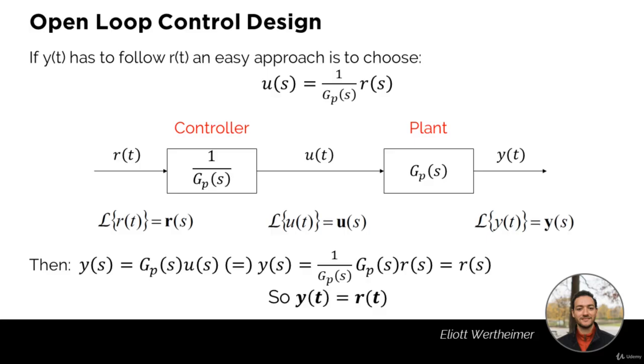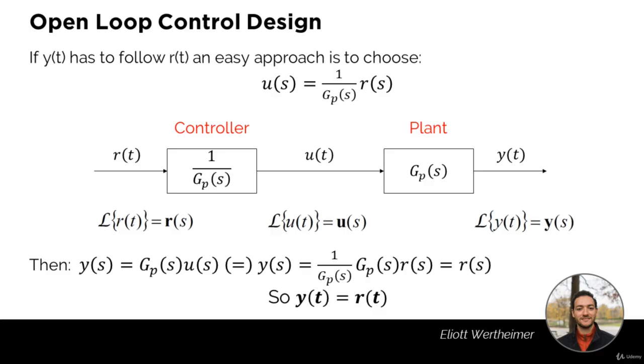Okay, so putting this in block diagram form. First of all, we look at your plant. We have G_p(s), your plant, with an input signal u(t) and an output signal y(t). But here, the input signal u(t) is actually the output of a controller, which is the inverse of your plant, so 1 over G_p(s), multiplied by your input reference. And we'll see why this works.